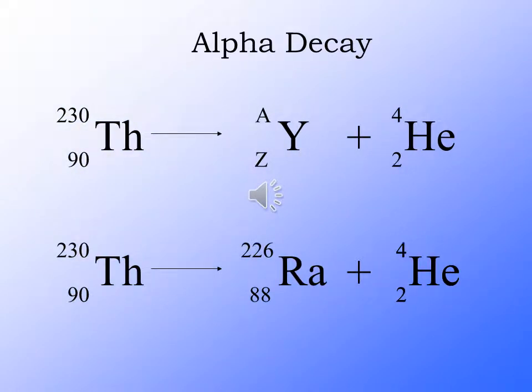What will be the mass number and atomic number of an element Y when thorium loses an alpha particle, from 230 as the mass number and 90 as the atomic number? Thorium will lose an alpha particle by decreasing 4 in the mass number to form 226 and decreasing the atomic number by 2 to form 88, and the element formed will be radium plus the alpha particle, which is equivalent to a helium nucleus.